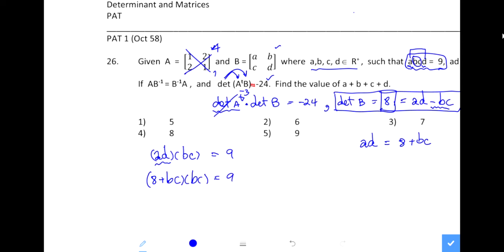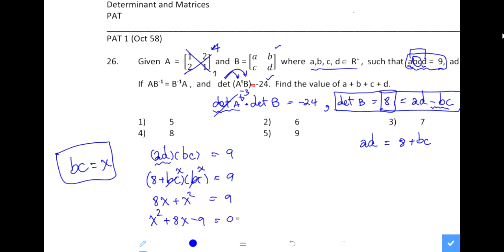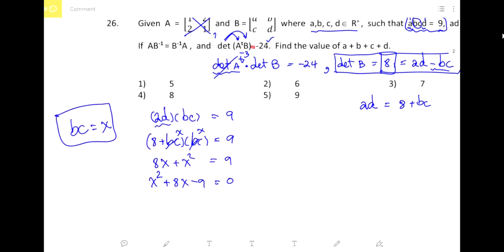Maybe I'm gonna let BC equal to X. Let BC equal to X. So this one looks like 8 plus X, and I'm gonna multiply my X into it now. So I'm gonna have 8X plus X squared equal to 9. Let's move them to the same side. So I'm gonna have X squared plus 8X minus 9 equal to 0.